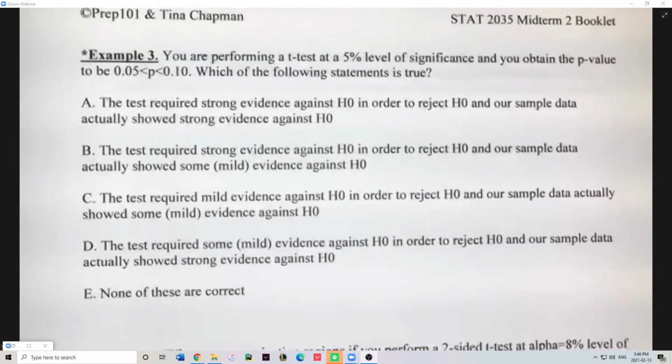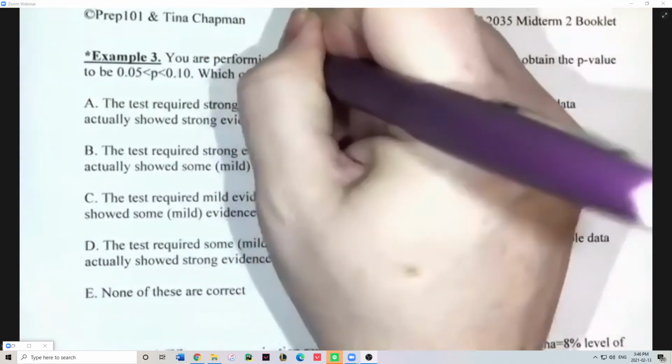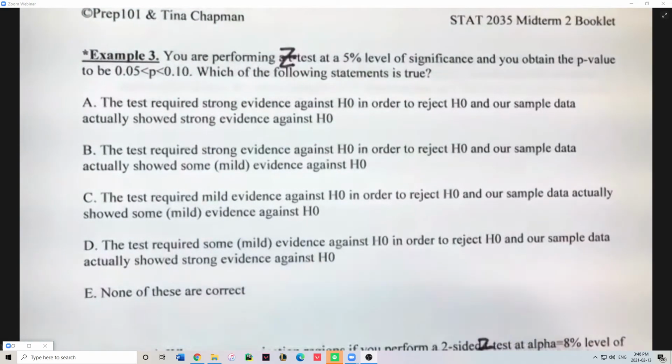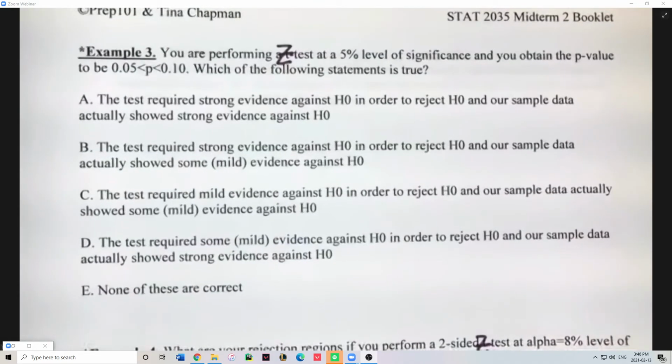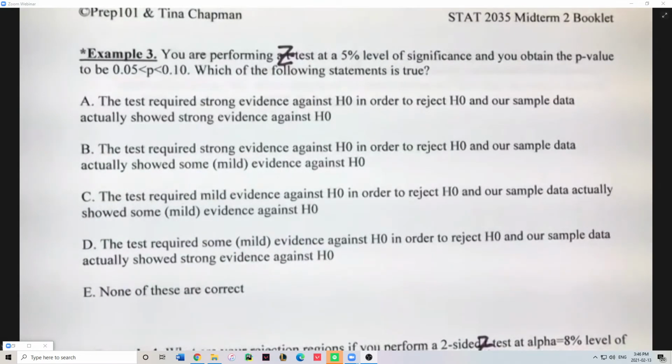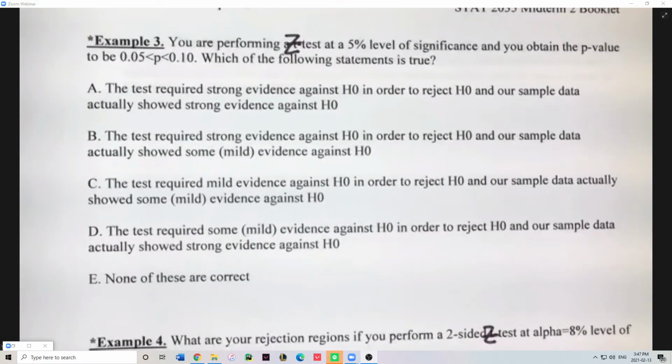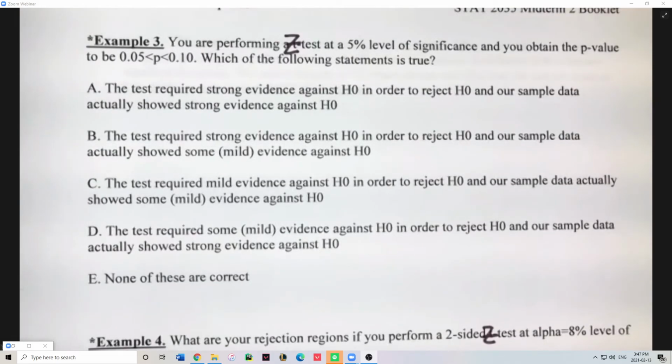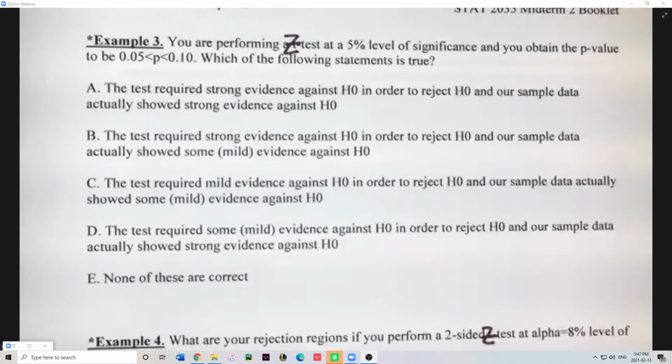So are you performing, oh, change that to Z test. For some reason I put T instead of Z there. So you're performing a Z test at the 5% level of significance. You obtain a p-value between 0.05 and 0.1. Which of the following statements is true?